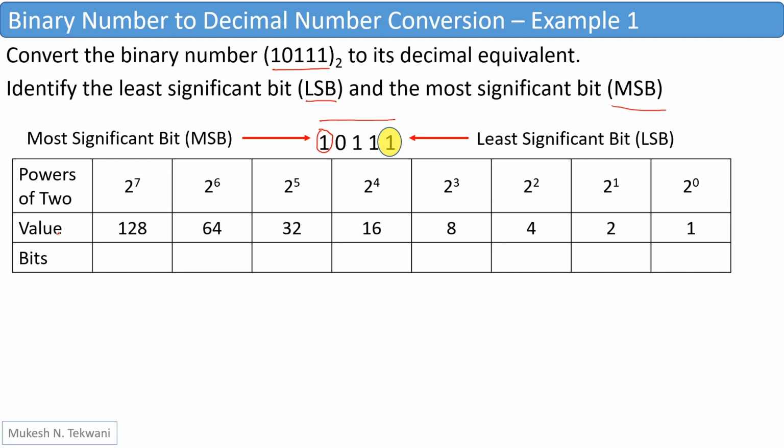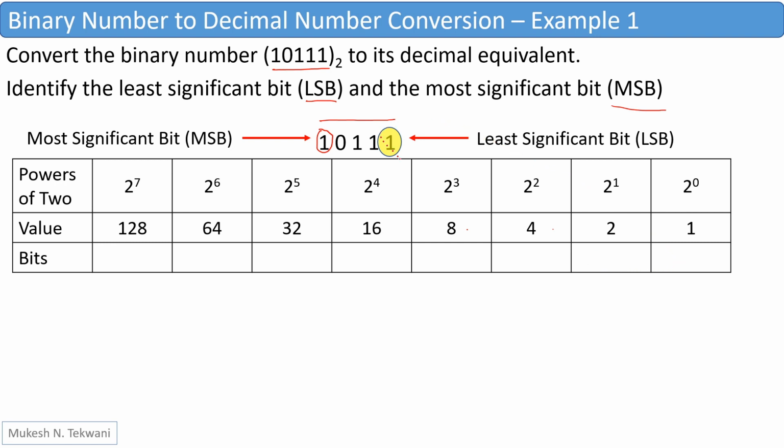Now, in the next row, we write down the values of these powers of 2. So 2 raised to 0 we know is 1, 2 raised to 1 is 2, 2 raised to 2 is 4, 2 raised to 3 is 8, and like this, we have 2 raised to 7 is 128. Now, the third row, we will have the bits. Now, let us observe how to fill up this bits row.